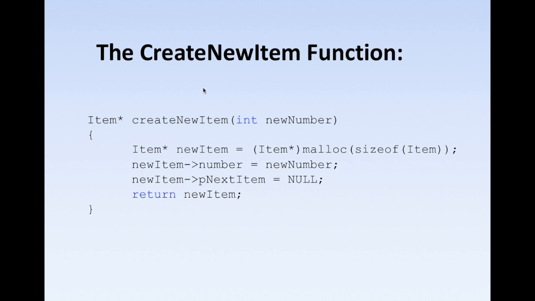So first of all, when you create an item, you have a number, you want to create the item, you set the pointer equal to null, and of course return new item, which is a pointer to an item which contains this number. This is create new item. This is analogous also to what we did in the stack data structure.